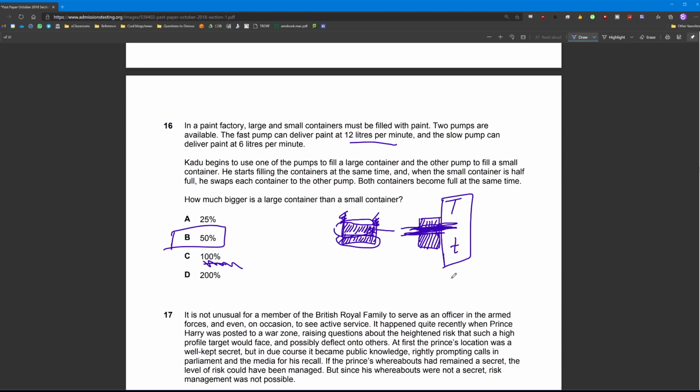So suppose the small container was 6 liters large and the large container was 9 liters large, it would take 15 seconds on the big pump, meaning 15 seconds of slow pumping, or it would take 15 seconds on the slow pump, meaning 15 seconds of fast pumping.